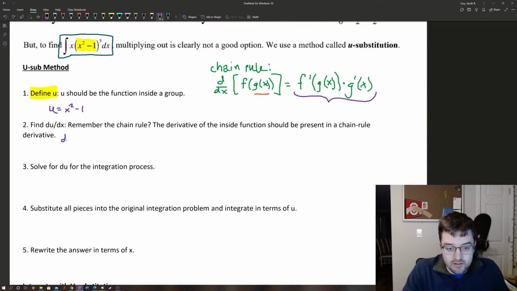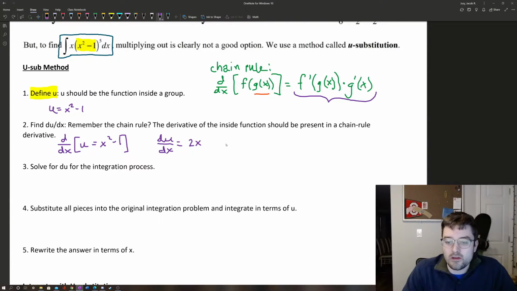So if I take the derivative with respect to x of u equals x squared minus 1, then that's going to be equal to du over dx, that's the derivative of u with respect to x, is equal to 2x minus nothing. So 2x is just the derivative of u with respect to x. And that makes sense because 2x is the derivative of x squared.